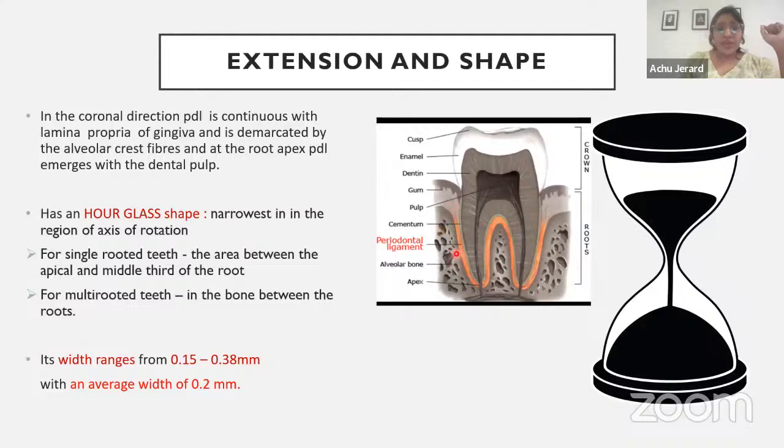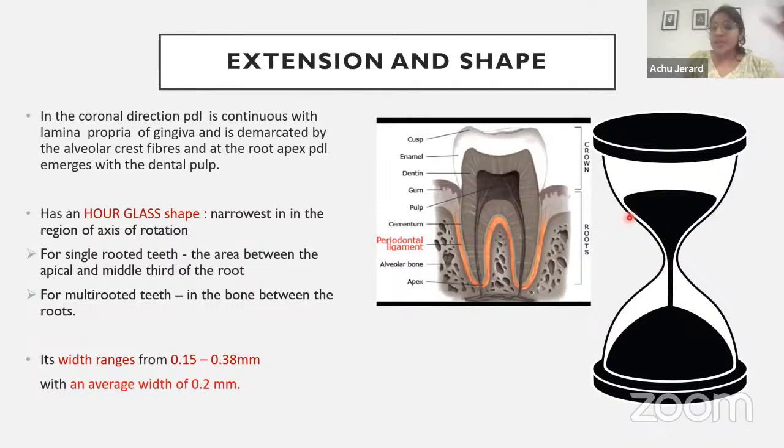And at the apex, there are the apical vessels and the dental pulp. Laterally, around the periodontal ligament, you have the alveolar crest fibers. It generally has an hourglass appearance. Why? Because there is a point, almost in the middle, where it is narrow, at the point where the axis of rotation of the tooth happens, where the PDL is narrowest.